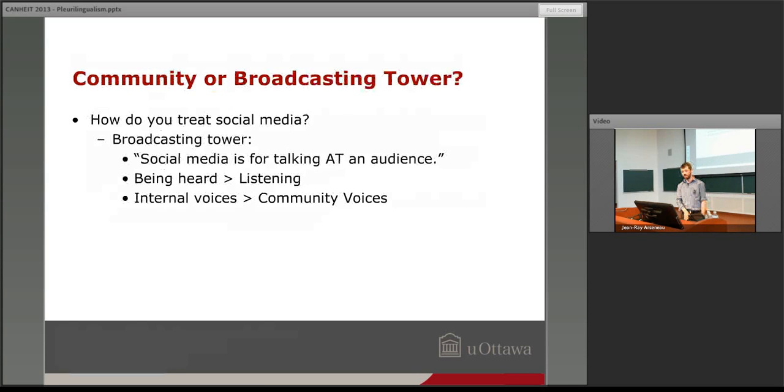So I think in many ways it's important to look at, are you looking at social media as a community or as a broadcasting tower? If you look at it as a broadcasting tower, it's for talking at audiences, being heard instead of listening, and internal voices are greater than external voices. But when you move forward, in the future, the community sense of looking at social media is a forum. Access to information is a much lower priority than interactions are, and relevance, clicks, content, and design are important. And segregation, putting your audiences in different places, decreases interactions over time.